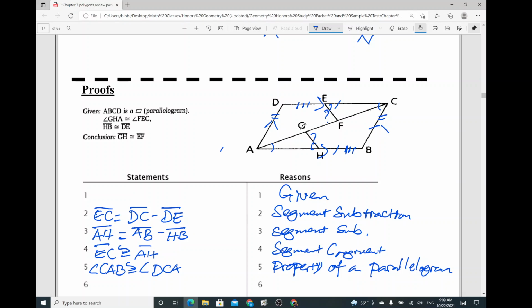So angle GHA is congruent to angle FEC, so we put that in earlier from the given statement. Therefore this one can be proved by using angle-side-angle. So therefore triangle AGH is congruent to triangle CFE.